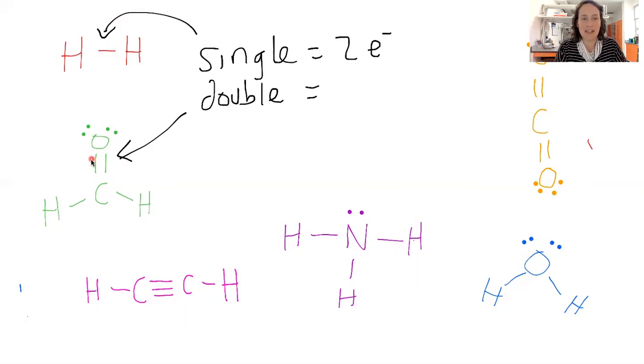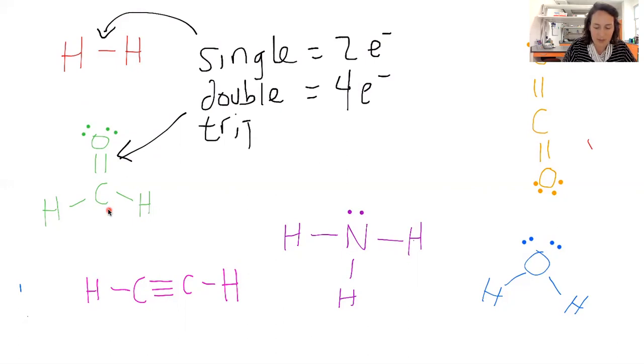Notice I have two lines between this oxygen atom and this carbon atom in the acetone, and that means that double bond has 4 electrons total being shared. So a double bond is 4 electrons. And the last type of bond that you come across a lot in chemistry is the dreaded, it's not really dreaded, but the triple bond.